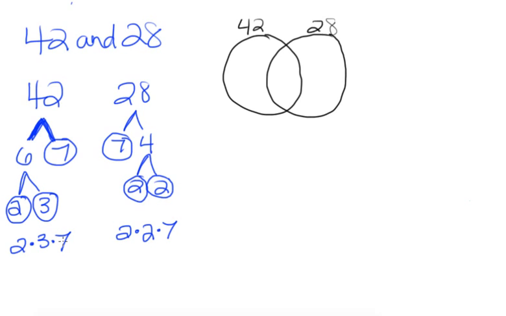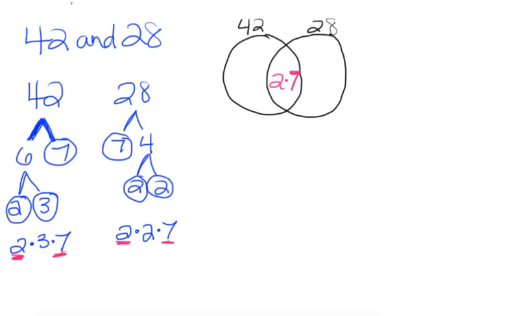So 2 times 3 times 7, 2 times 2 times 7, I see that they share prime factors of 2 and 7. Cool. All right, so let's write that 2 times 7 in the center here. And just a quick note, in these past two examples, there have been 2 factors in the center. There could just be 1. There could be 3. There could be 4. There could be 5. There could be as many as there need to be. There's no specific number of factors that needs to be in the center here.